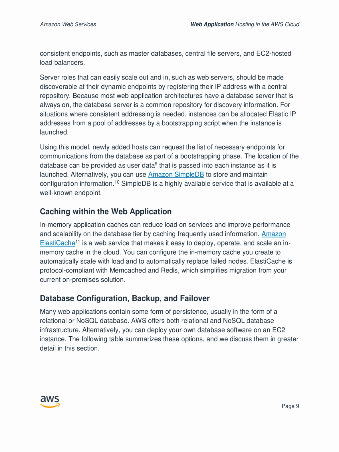Alternatively, you can use Amazon SimpleDB to store and maintain configuration information. 10 SimpleDB is a highly available service that is available at a well-known endpoint. Caching within the web application. In-memory application caches can reduce load on services and improve performance and scalability on the database tier by caching frequently used information. Amazon ElastiCache 11 is a web service that makes it easy to deploy, operate, and scale an in-memory cache in the cloud. You can configure the in-memory cache you create to automatically scale with load and to automatically replace failed nodes. ElastiCache is protocol compliant with Memcached and Redis, which simplifies migration from your current on-premises solution.